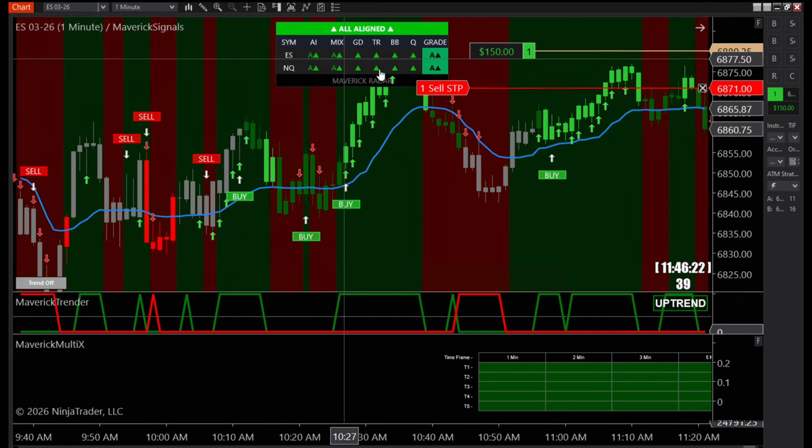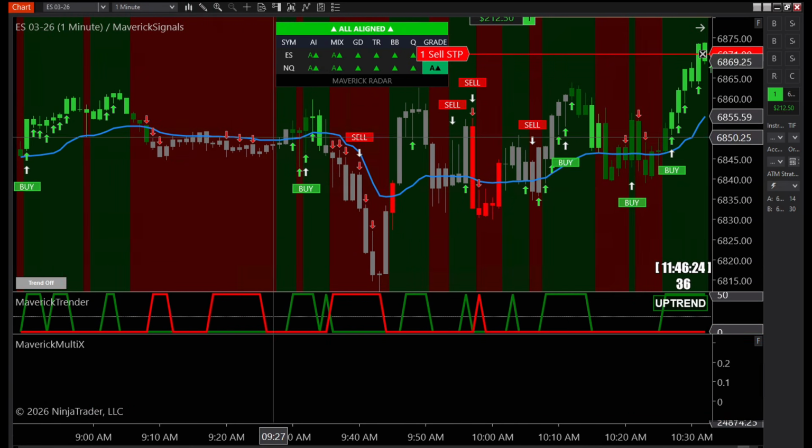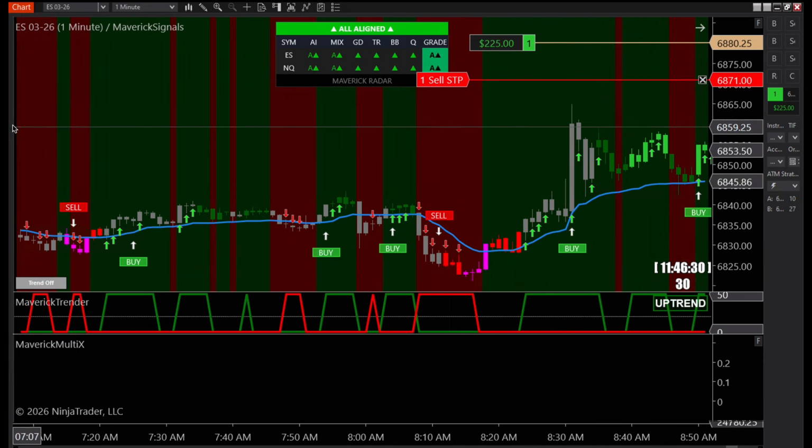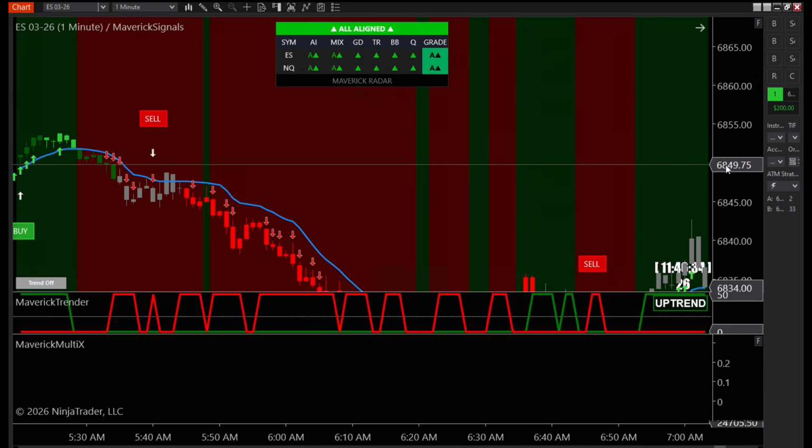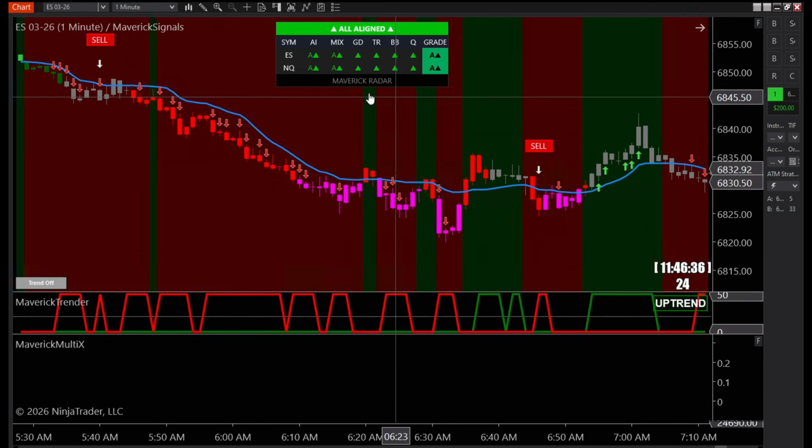Okay, I'll show you. Look at all this gray. You would have stayed out of all this gray. Gray is chop or reversal. This is overnight action, but here's a good example of how the Maverick AI Pro colors your candles like a heat map.